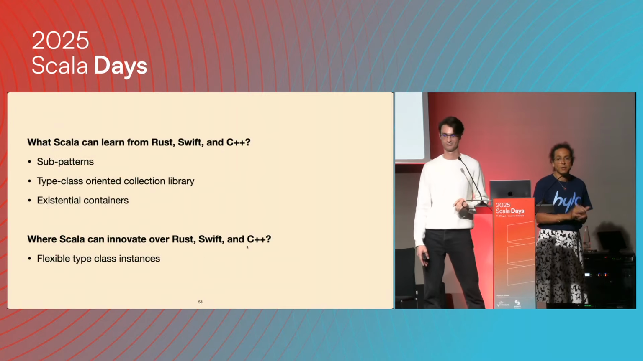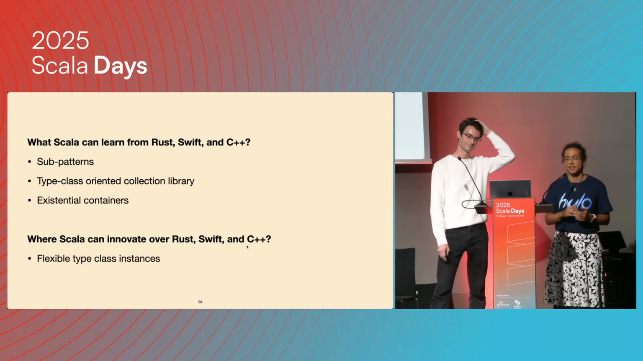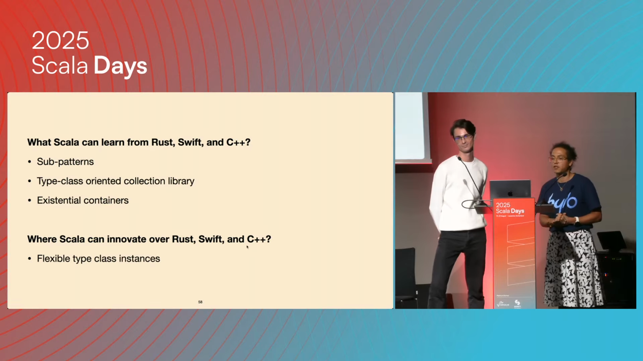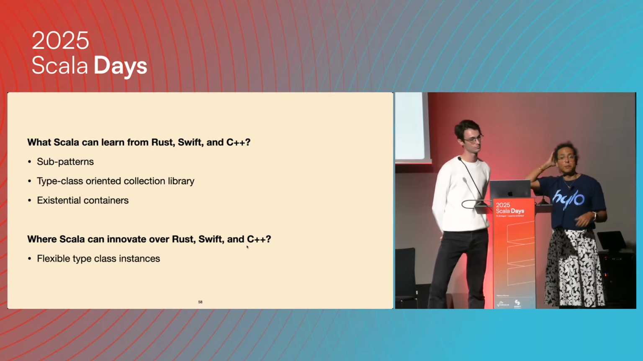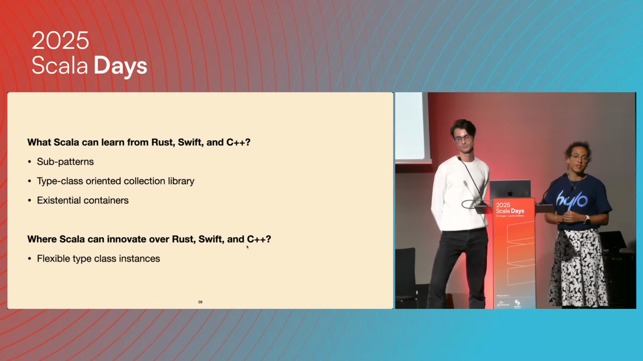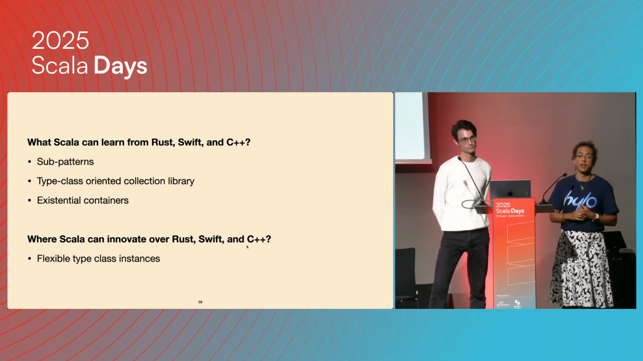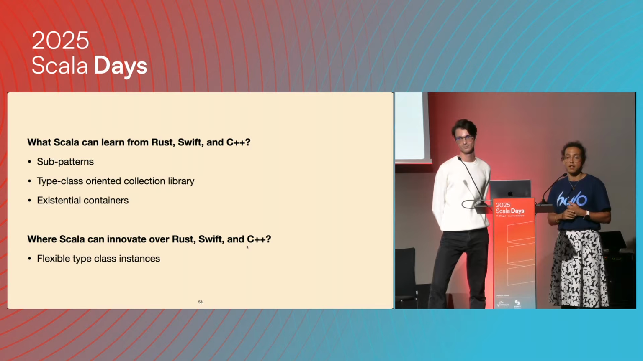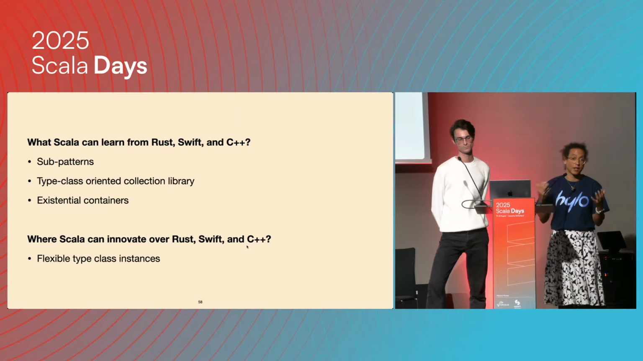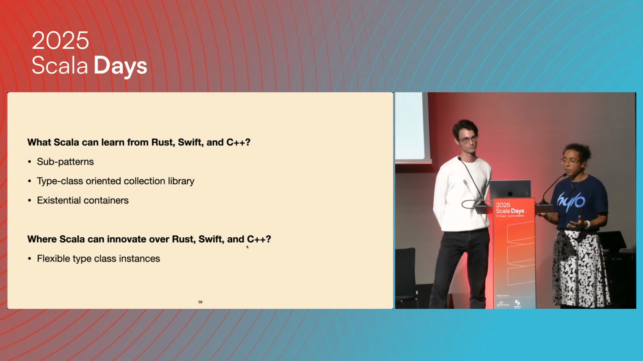Okay, I think it's getting a bit complicated. Inference is tired, and I guess the audience is getting tired too, so maybe we should stop at this point. But let's wrap up and see what we've discovered. So what can we learn from our little walk into other languages? Well, sub-patterns, I think, is a nice addition, and we have actually implemented it. We have seen interesting ideas for maybe improving or providing an alternative to our collection library. And there's also this idea of existential containers, which we have also implemented and submitted as a Scala improvement proposal.